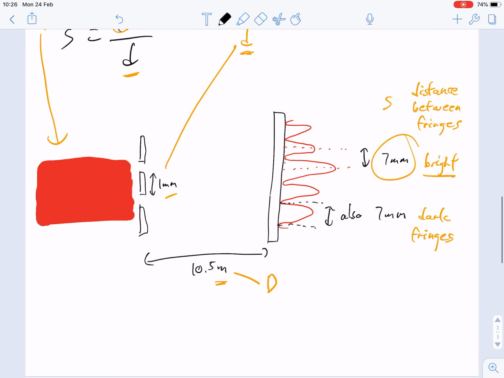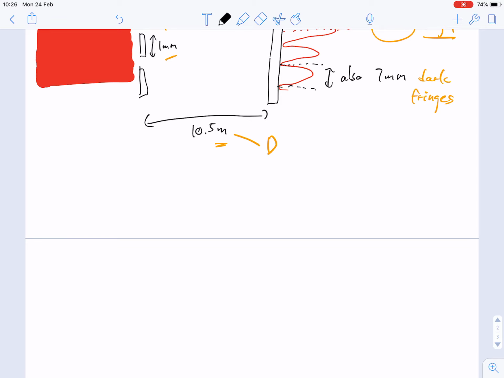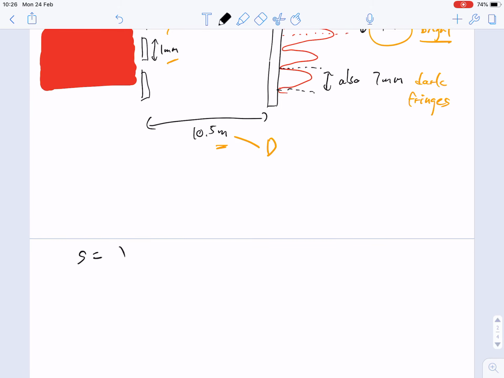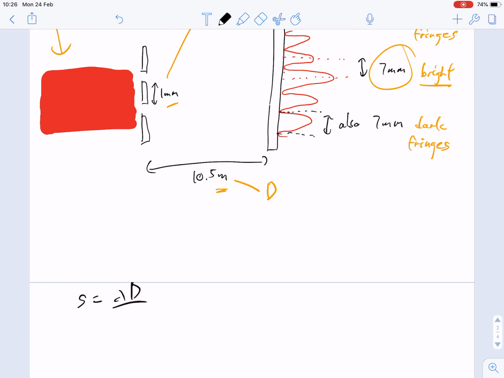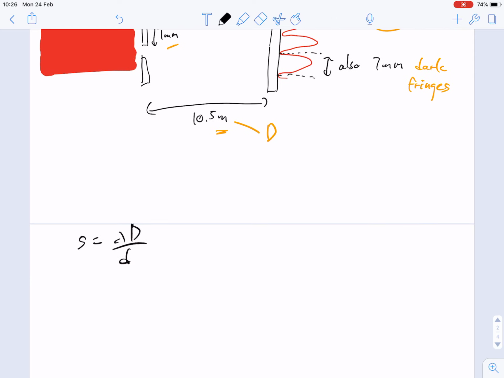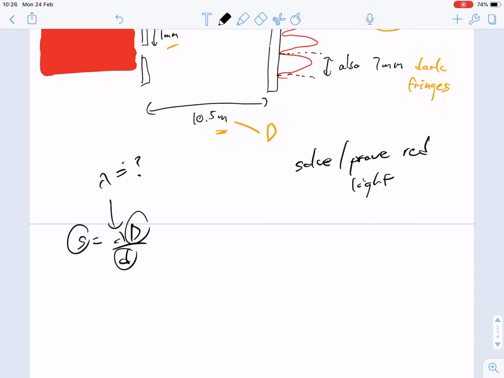So I'm going to rewrite the formula. Again, I always encourage you guys to write the basic formula first. I think it was big D over little d. So write the basic formula. It just gets you familiar with it, without having to just copy it a bunch of times. We're trying to solve or prove that this is red light. So we were given all the other things. We were given this, this, and this, and we're trying to calculate what this wavelength is. What is this going to be?